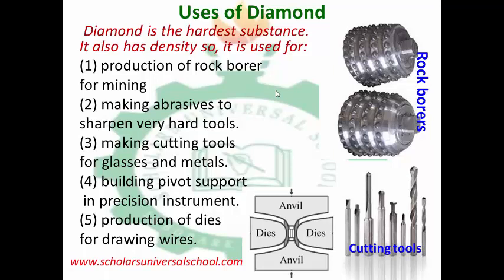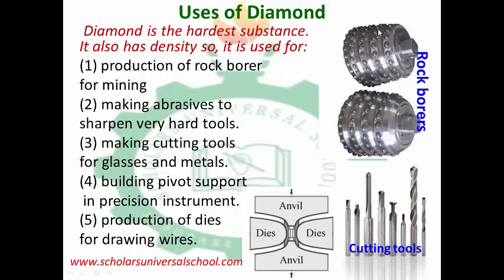For example, in the production of rock borers for mining. In mining, many of the mineral resources to be mined are found beneath rocks. Even if you want to drill an ordinary borehole in some areas, for example in Abeokuta, it is not going to be easy because of the rocks there. You need rock borers, and these rock borers should be hard enough to break rocks. The only thing that can be used to produce such a tool is diamond.